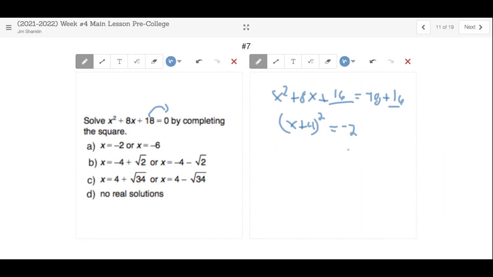Now, when we take the square root of both sides, you'll notice that we end up with an imaginary number. So we end up with x plus 4 is equal to the square root of negative 2, or x plus 4 is equal to negative square root of negative 2. Without knowing how to do imaginary answers, and they didn't ask us for imaginary answers, we would have to say that there's no real solutions. There's imaginary solutions, but there are no real solutions to this problem. Just imaginary.